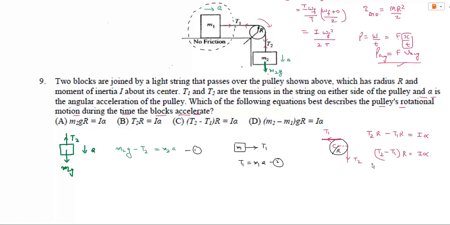So I have done the analysis of every part. If we look at the options, this option C seems to be correct: T2 minus T1 into R equals I alpha, right? For other parts he has not asked that much. For other parts we have to calculate the situation.